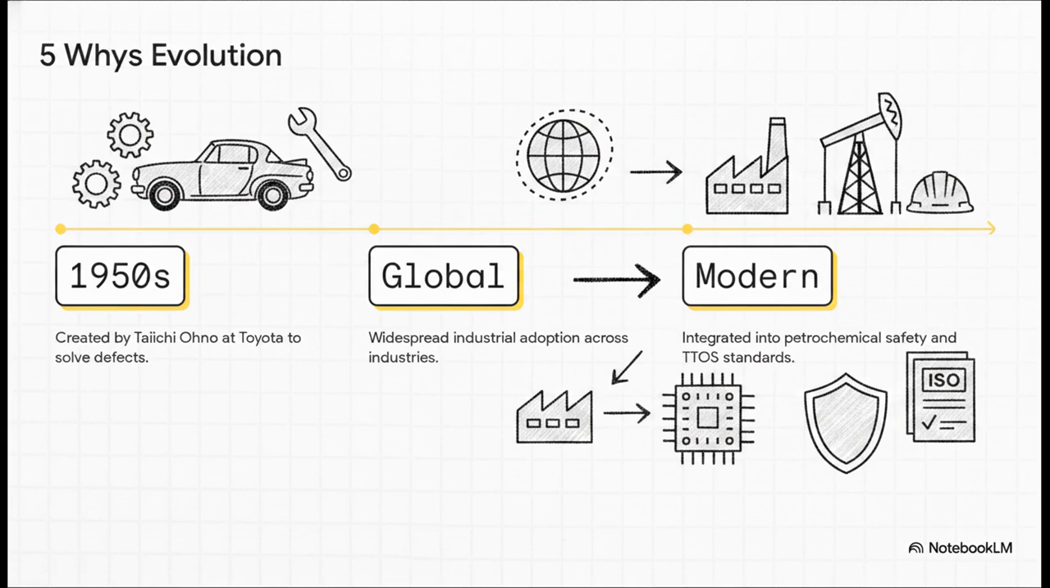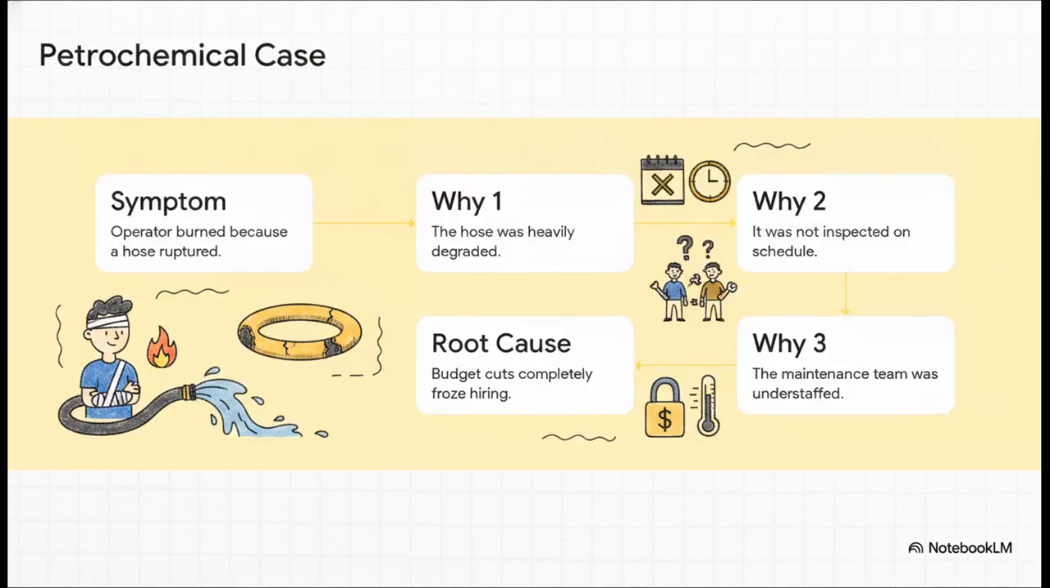This tool actually has a pretty fascinating backstory. Taiichi Ohno at Toyota came up with it in the 1950s to solve manufacturing defects. It was so elegantly simple that it spread like wildfire across industries. Today, it is baked right into modern, high-risk petrochemical safety standards and heavily recognized by frameworks like ISO 45001. Let's move to a real-world petrochemical case study and see how this builds.